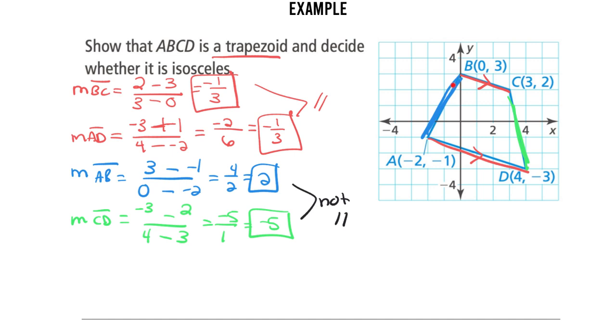Looking at it, these do not appear to be the same length for the legs, but we still have to show it, right? So we have to find the length of each of these two legs and show that those legs are either equal if it's isosceles, or in this case, I believe them to be different. So we'll find the length from B to A using the distance formula.